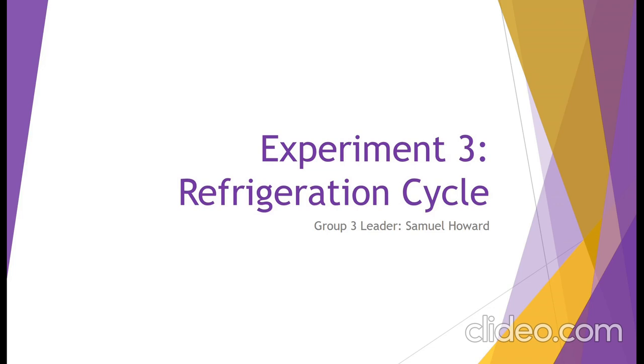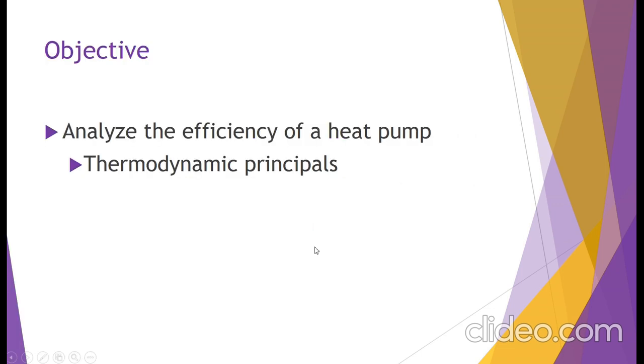I'm Samuel Howard, the group leader for Group 3, and this is Experiment 3, the refrigeration cycle. So the objective of this experiment is really to analyze the efficiency of a heat pump. To do that, we're going to need some principles that we learned from our thermodynamics classes.